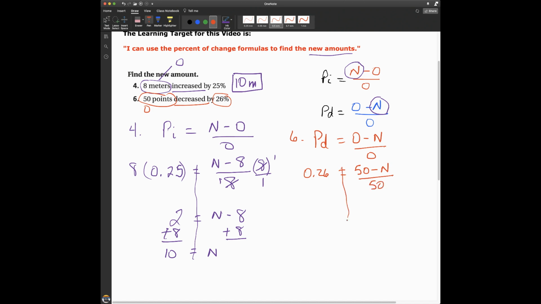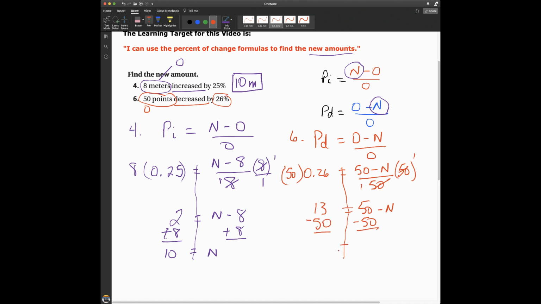All right, so let's solve this one. Again, I start off the same way. I multiply both sides by whatever's in that denominator, so that it cancels on that side. And I have 50 minus n equals 50 times 0.26, which is 13. Let's subtract 50 from both sides.